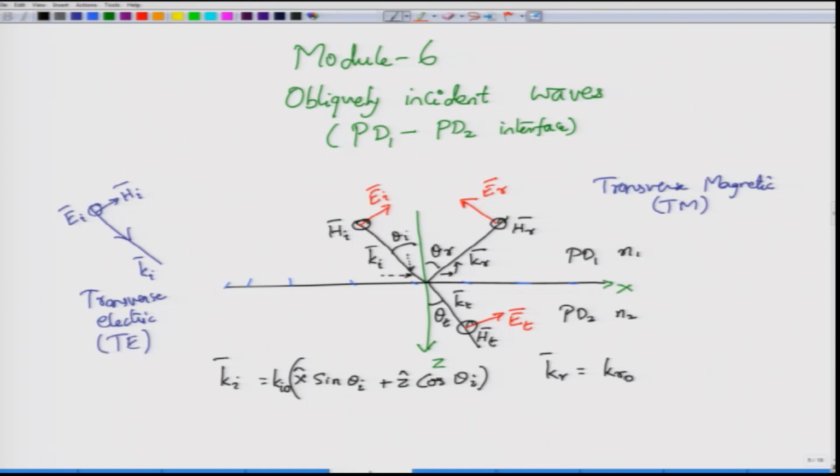And how much is the positive x component? This will be Kr0, which is again the magnitude of the reflected wave vector. So, Kr0 times minus z hat cos theta r, theta r being the reflection angle, plus x hat sin theta r. Okay. Kt of course follows very similar to Ki because they are essentially in the same direction. So, Kt will be Kt0 times x hat sin theta t plus z hat cos theta t. Okay. So, these are the expressions for the k vectors.